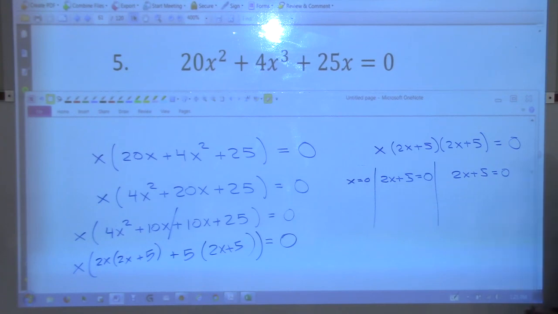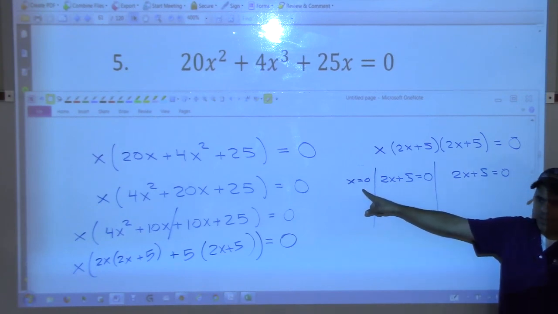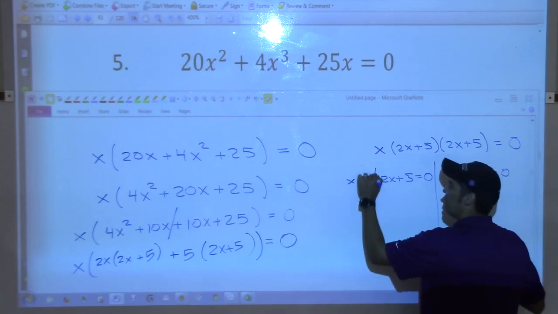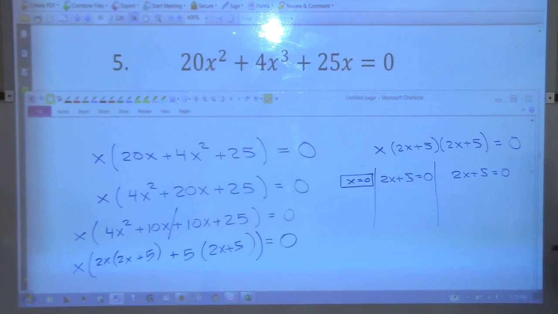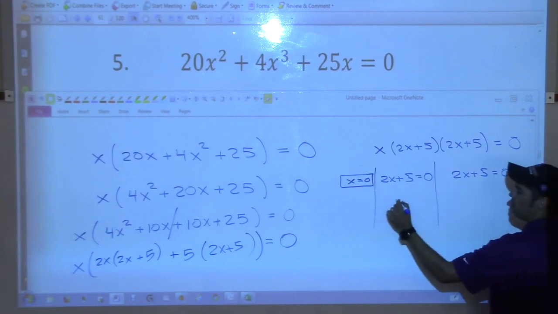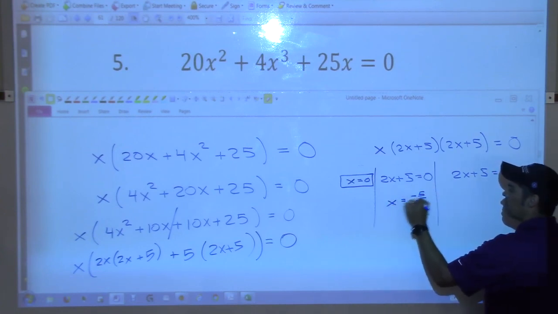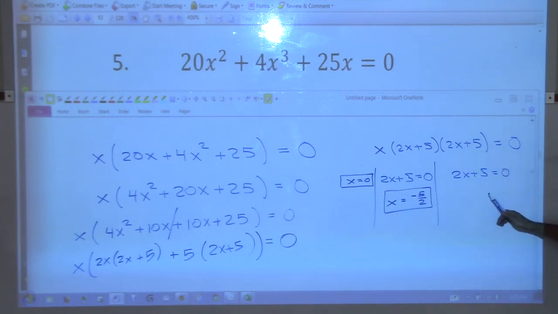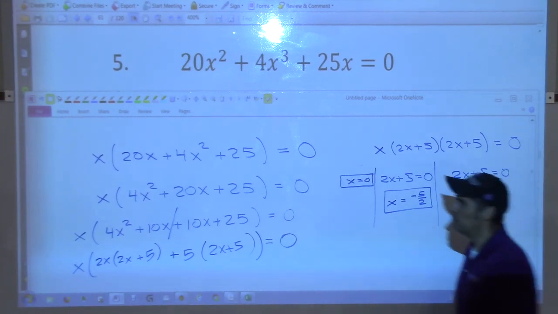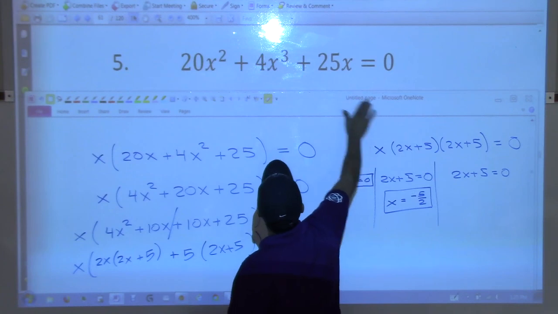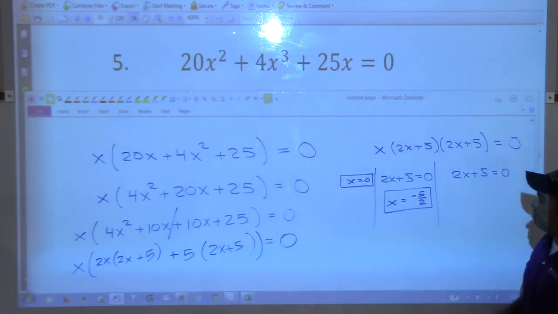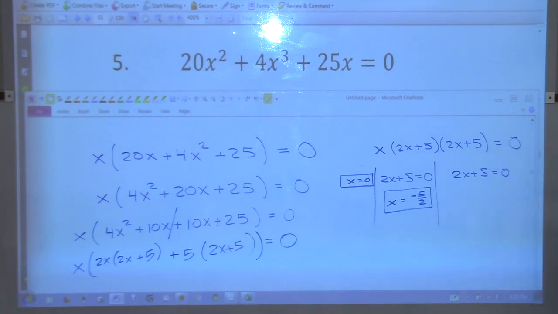What about this first one? There's nothing to solve here, right? x is 0, that's the answer. So if x is 0, the original equation is true. And then for this one, just move the 5 over, divide by 2, you get negative 5 halves. You get the same answer here. So there are only two answers to that equation. The only solutions possible are if you let x be 0, it'll be true, or if you let x be negative 5 halves, it'll be true.